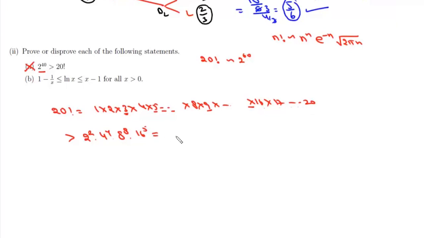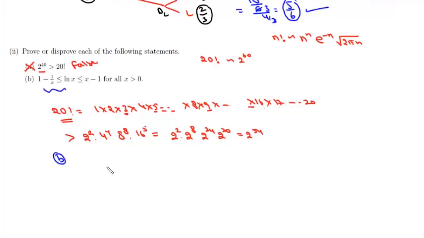Now this is 2 square, 2 to the power 8, 2 to the power 24, and 2 to the power 20, which is 2 to the power 54. So whatever the value of factorial 20, it will always be greater than 2 to the power 54, and therefore it is always greater than 2 to the power 40. So this first one is definitely false.